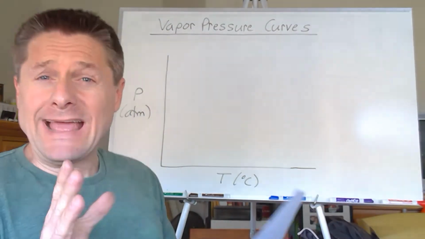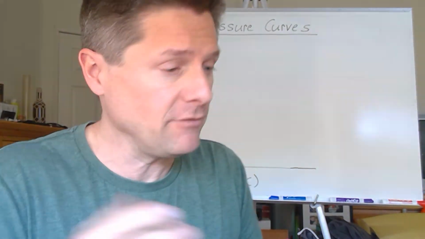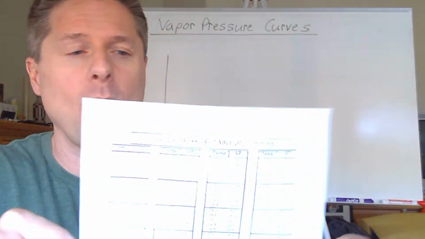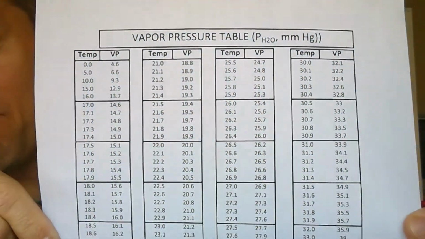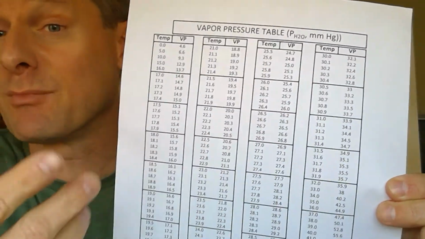All right, so we looked at the temperature dependence on the vapor pressure, right? It goes up, so we can measure that in the lab. You probably remember this from last semester, hopefully, when we did collecting a gas by water displacement. We had these vapor pressure tables, and this is for water. It happens to be in millimeters mercury.